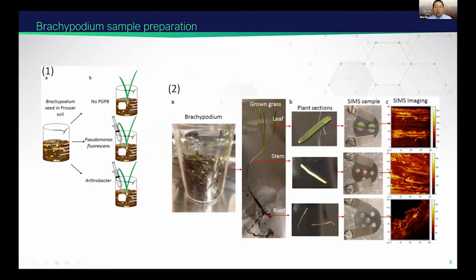And how can we immobilize the sample? After Brachypodium grows to a desirable stage, we can pull it out, and we can cut the leaf, the stem, and the root. The root needs some gentle rinsing to remove the soil first. Then we can immobilize the sample on the sample holder to do the imaging analysis. In this research, we focus more on the root.